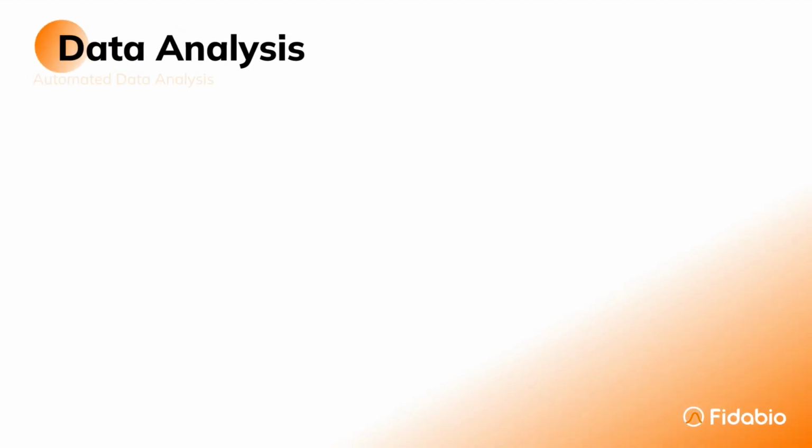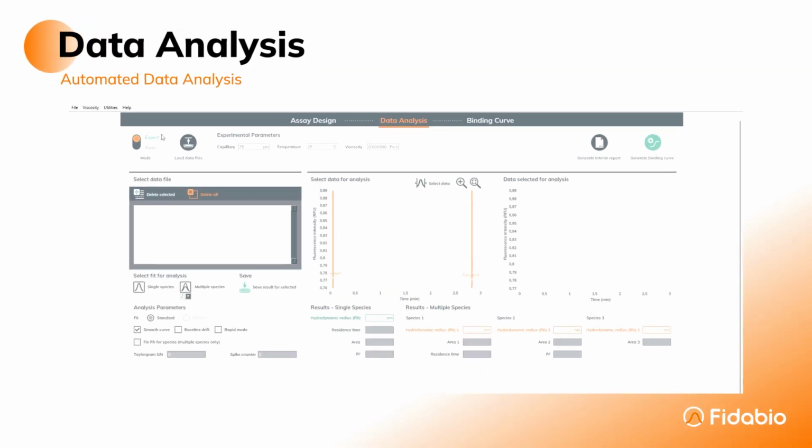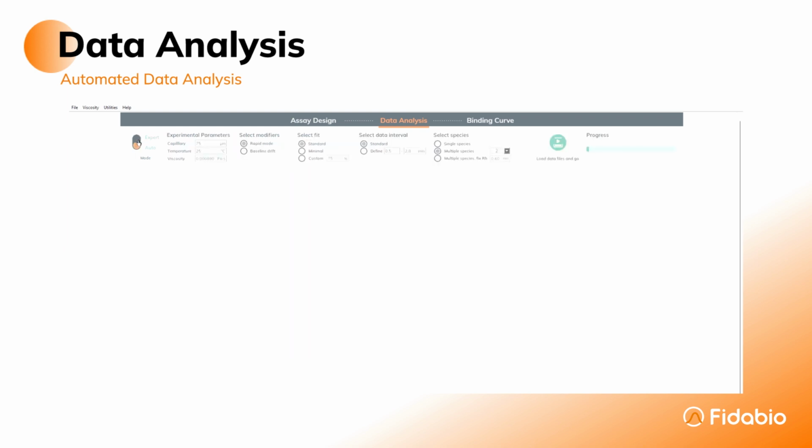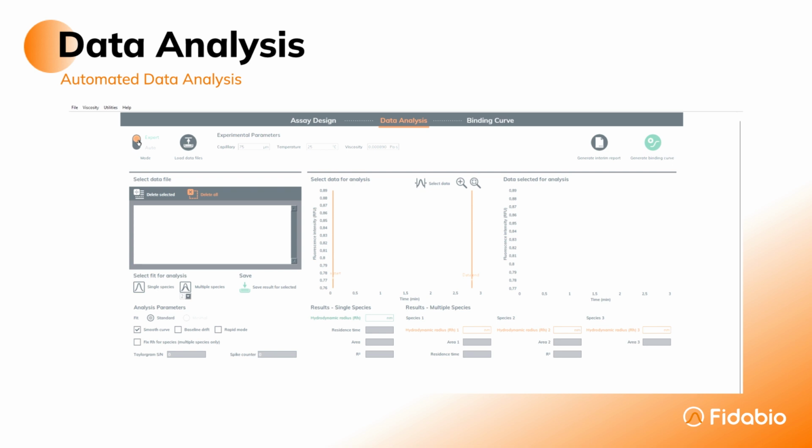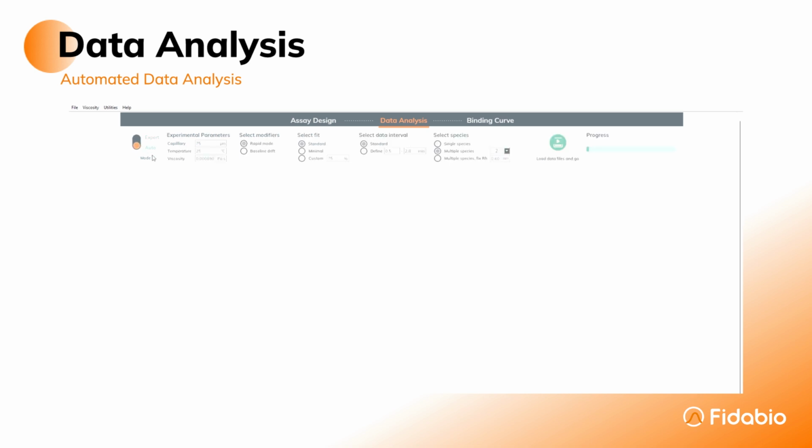If you don't want to manually fit every last data point you have recorded, you can fit them all in auto mode. If you select auto mode, the top of the analysis software will change to an overview of the parameters that can be applied to your fit. You select the relevant fitting parameters, in this case a multi-species fit with standard settings. Click Load Data Files and go.